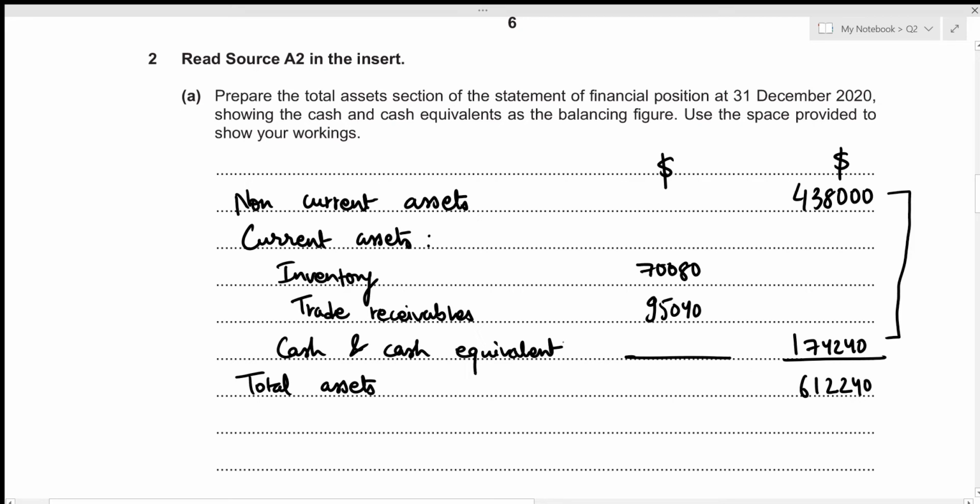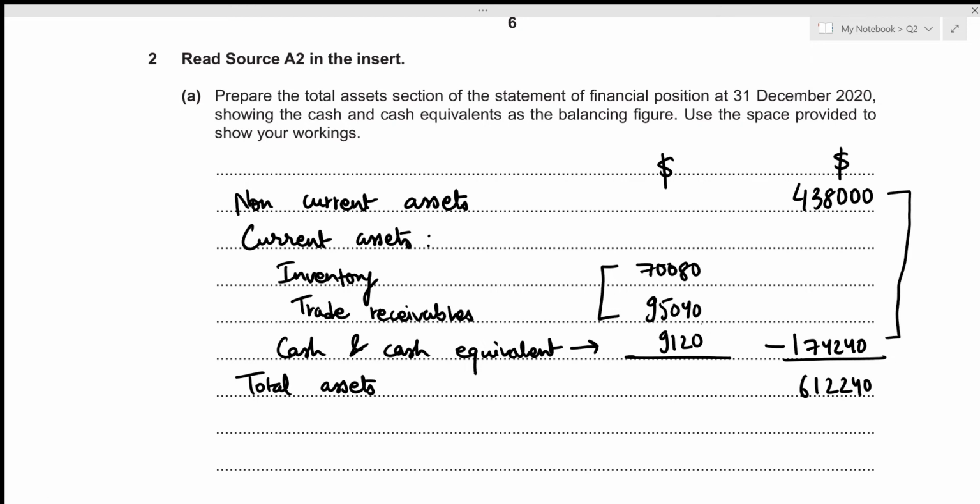But we are still to figure out the value of the cash and cash equivalent. And this will act as a balancing figure. And in order to figure out the balancing figure, we just deduct all of the values from our total. So in this case, that's going to be 174,240 minus 70,080 minus 95,040, which results in 9,120. Alright, this concludes our assets section of the statement of financial position at 31st December 2020.